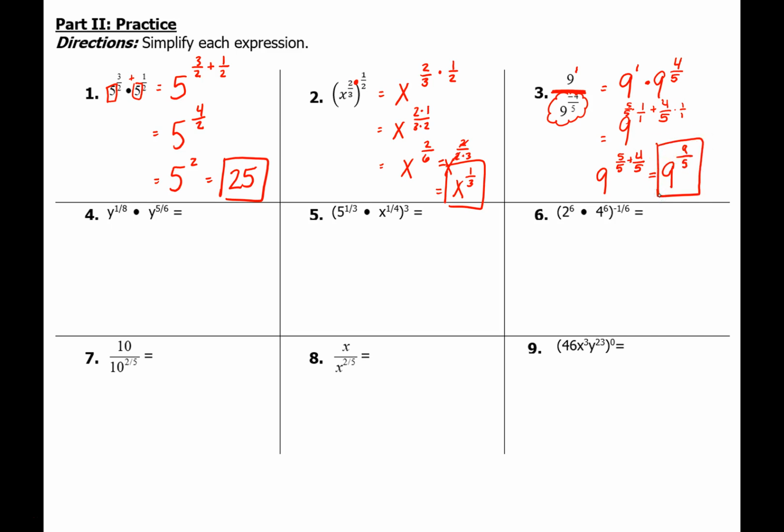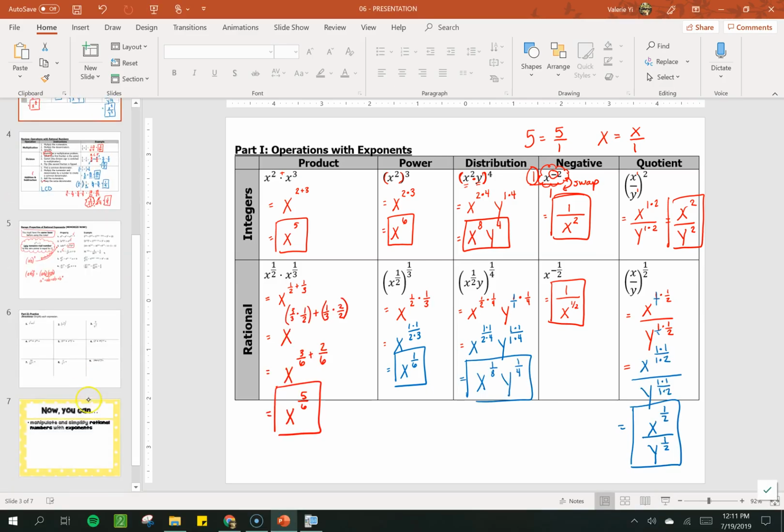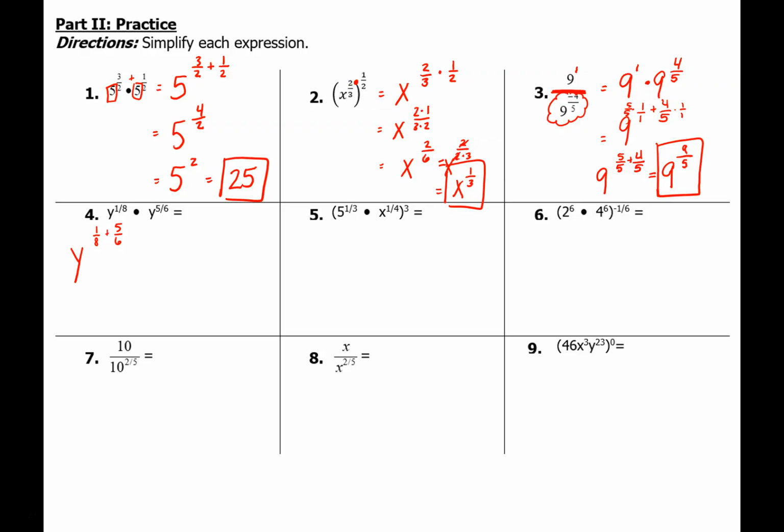Okay, let's look at another one, this time with some variables. We have two bases that are the same being multiplied, so that means we add our exponents. That's 1/8 plus 5/6. This one we do need to find common denominators for. And these are both divisible by 2, so I'm going to find the least common denominator. 8 is 4 times 2, and 6 is 3 times 2.